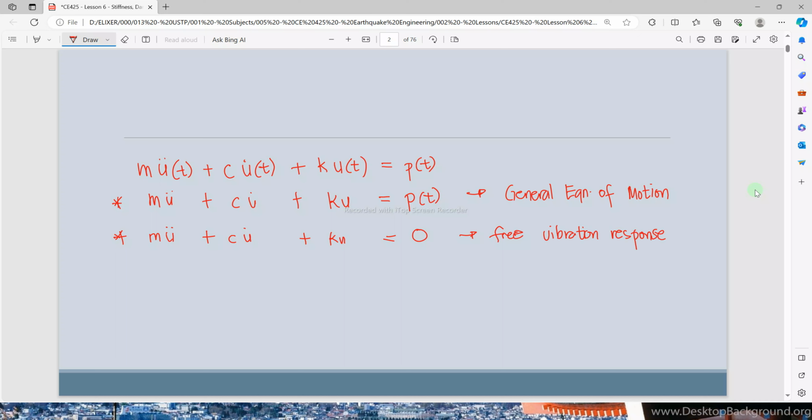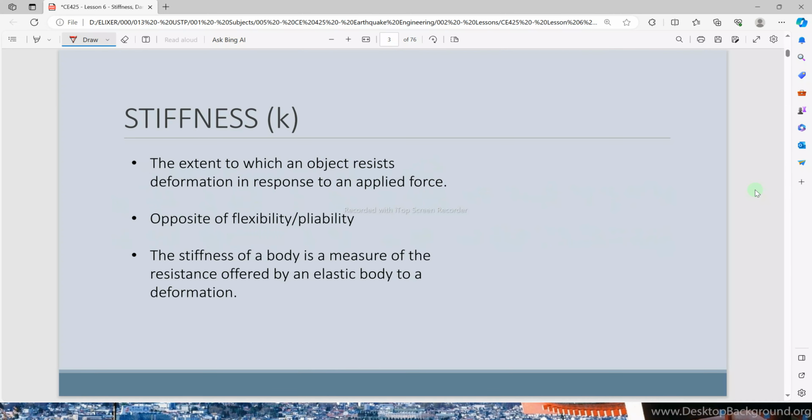So in the equation of motion, we have the mass, the damping coefficient, and the stiffness. The mass is easy. For the damping coefficient, we already tackled this in our previous discussion on the single degree of freedom system, with the undamped and the damped conditions. This time, we will add a bit more to our understanding of the stiffness of the system. So what is stiffness?